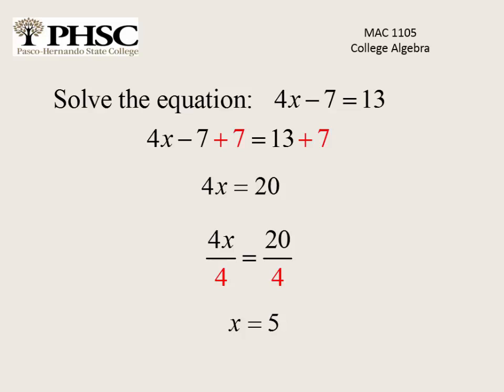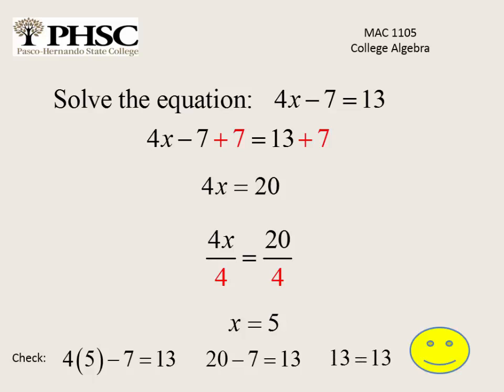In the original equation, 4x minus 7 equals 13, we were looking for the value of x that makes it a true statement, and we ended up with 5. Now we have to check it to make sure that it is in fact correct. We substitute the value we got, 5, for x. So 4 times 5 minus 7 equals 13, and of course 4 times 5 is 20, and 20 minus 7 is in fact 13. So the solution to this equation is x equals 5.